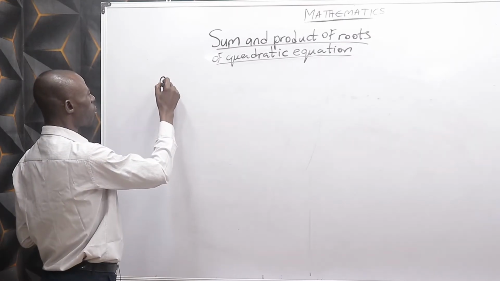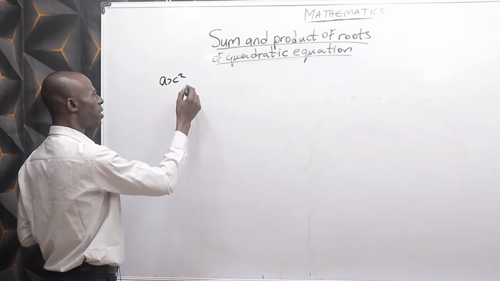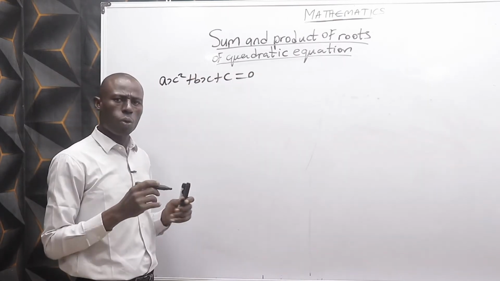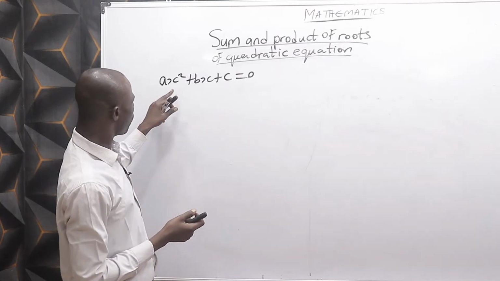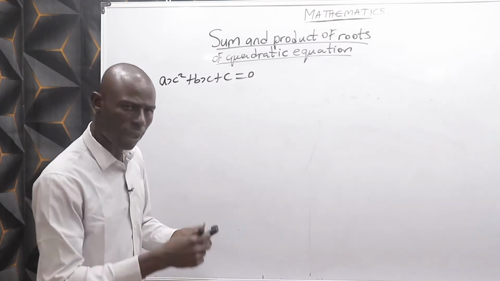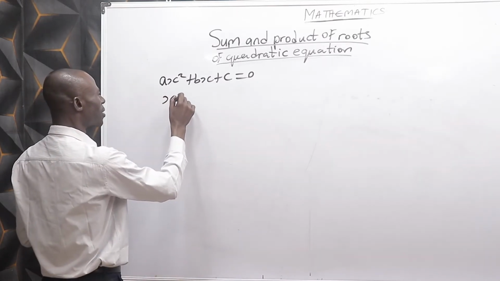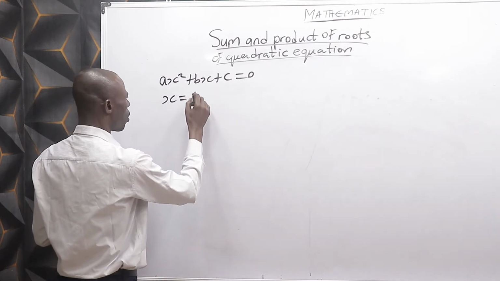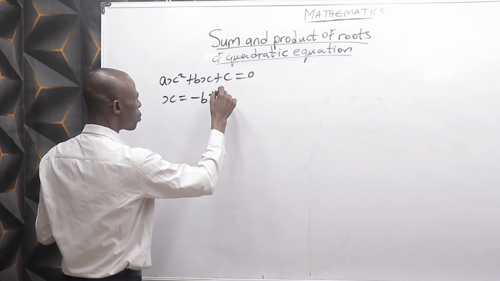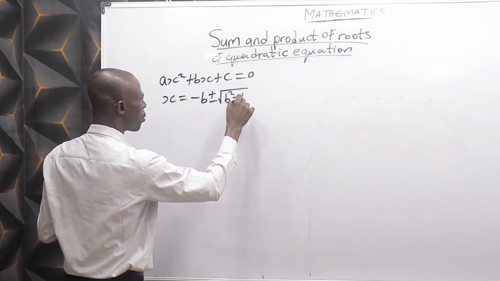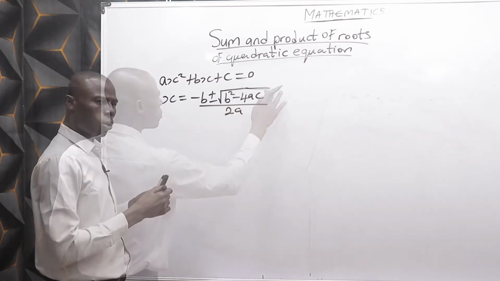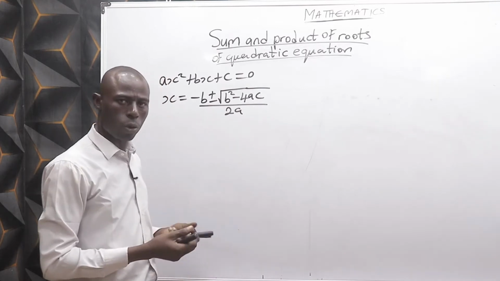Given the quadratic equation of this format, ax squared plus bx plus c equals 0, we believe that when you solve for x in this equation using the completing the square method, you get x equals minus b plus or minus square root of b squared minus 4ac over 2a. So this is a formula on its own.